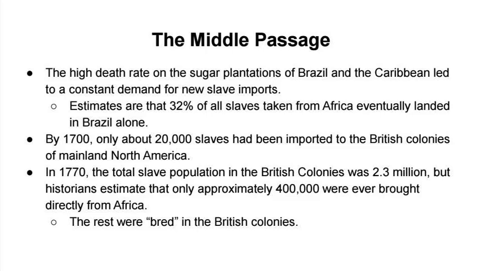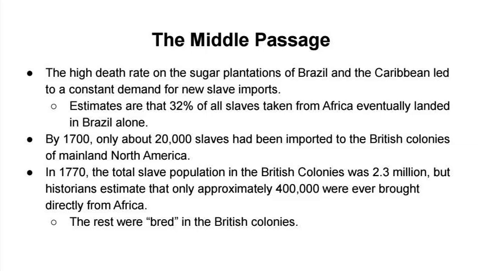By 1700, only about 20,000 slaves had been imported to the British colonies of North America. Now, 20,000, we know, is still a really large number. But when you do the math, that 20,000 is only 4% of the slaves being brought out of West Africa, because about 8 times that goes to Brazil.